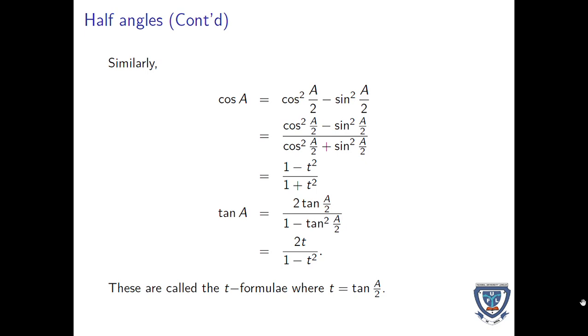Similarly, cos A will give us 1 minus t squared all over 1 plus t squared, while tan A will give us 2t all over 1 minus t squared. These are called the t formulae, where t is equal to tan A over 2.